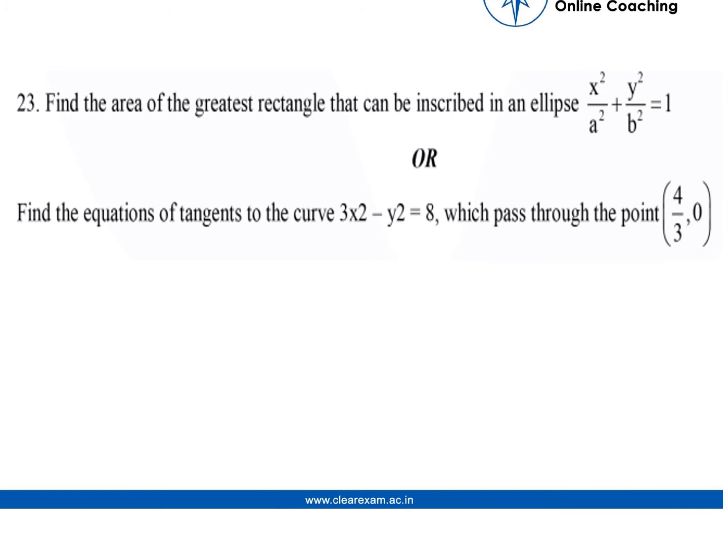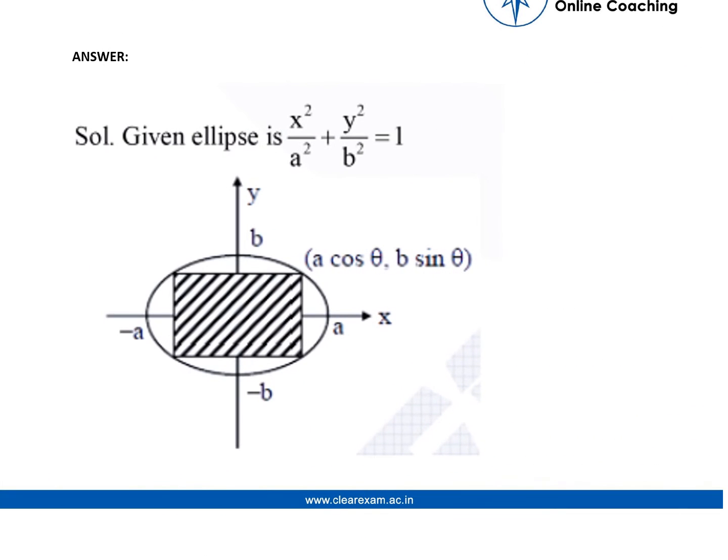Question number 23. Find the area of the greatest rectangle that can be inscribed in an ellipse x squared by a squared plus y squared by b squared equals 1. We will see the OR part in the later slides. Now coming to the solution, we know this is the rectangle for which the area can be maximum.